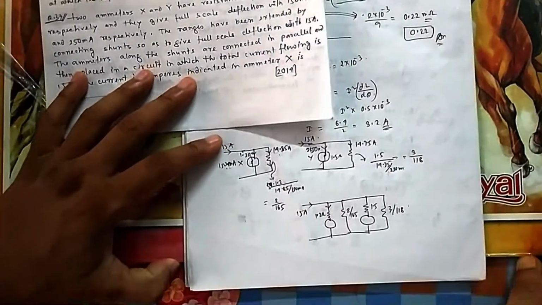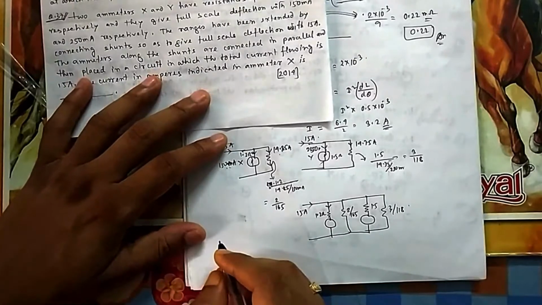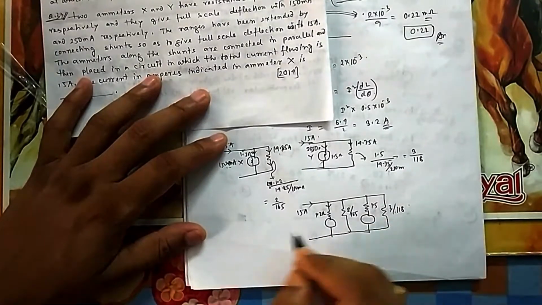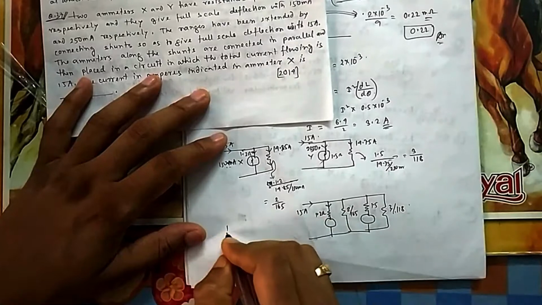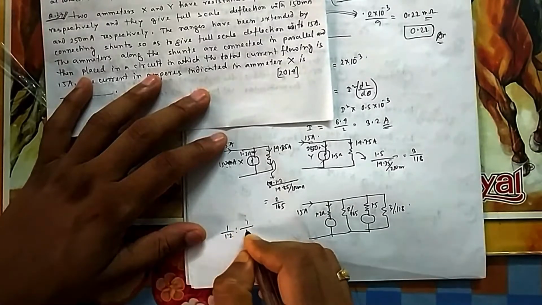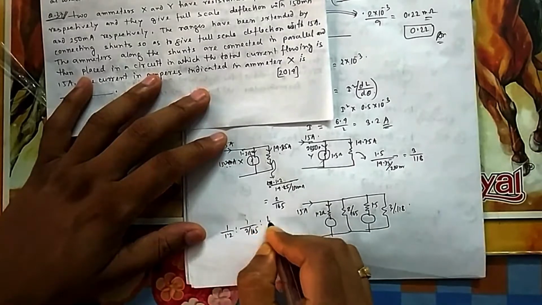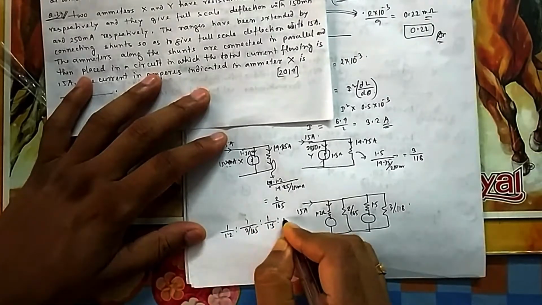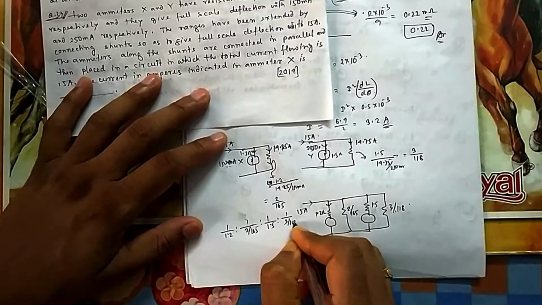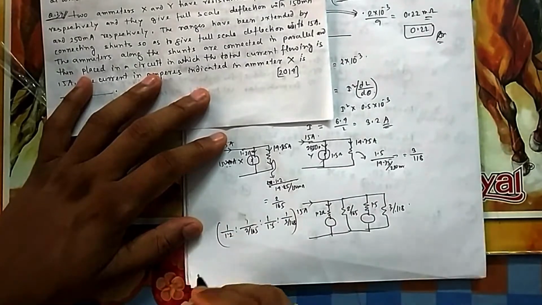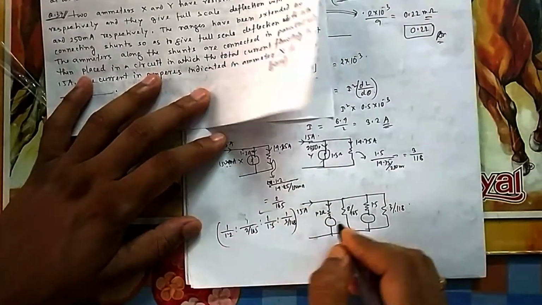We can apply current division. So here current will be divided in the inverse ratio. What is inverse ratio? The inverse is 1 by 1.2 is to 2 by 165 is to 1 by 1.5 is to 1 by 3 by 118. In this ratio the current will be divided. So you need 15 ampere in this branch.